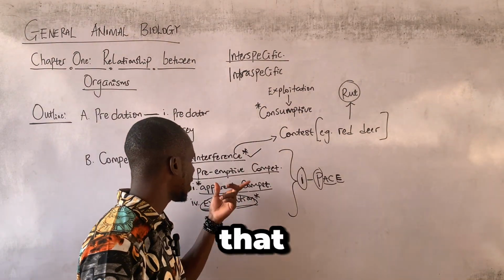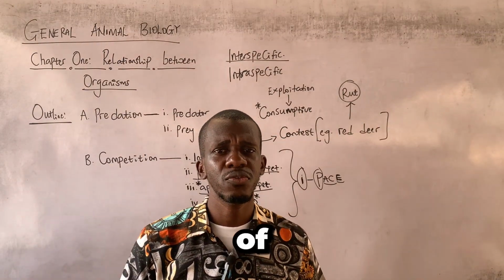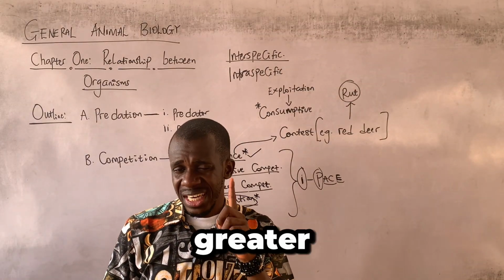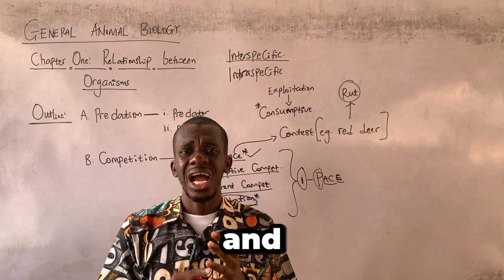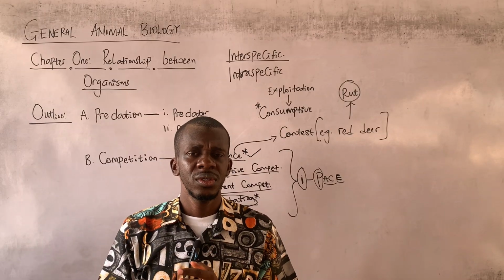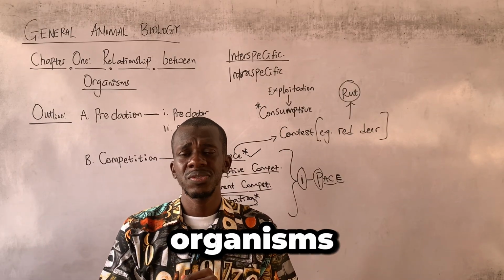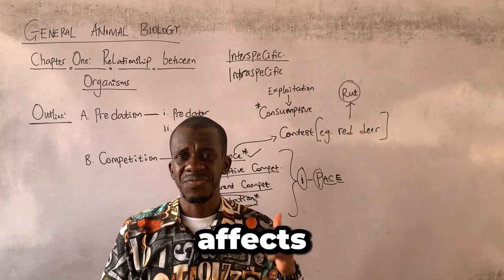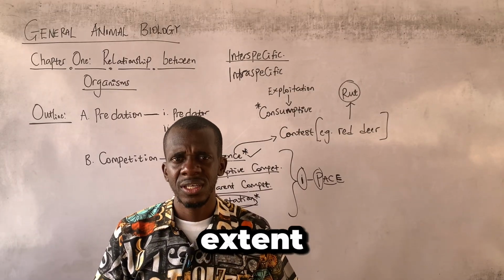Please note lastly that preemptive competition affects greatly, of all the types of competition we have. Preemptive affects to a greater extent the distribution of organisms in a community and their behavior. Preemptive competition affects the distribution of organisms in a community and their behavior. Yes, it affects these two factors to a greater extent or degree.